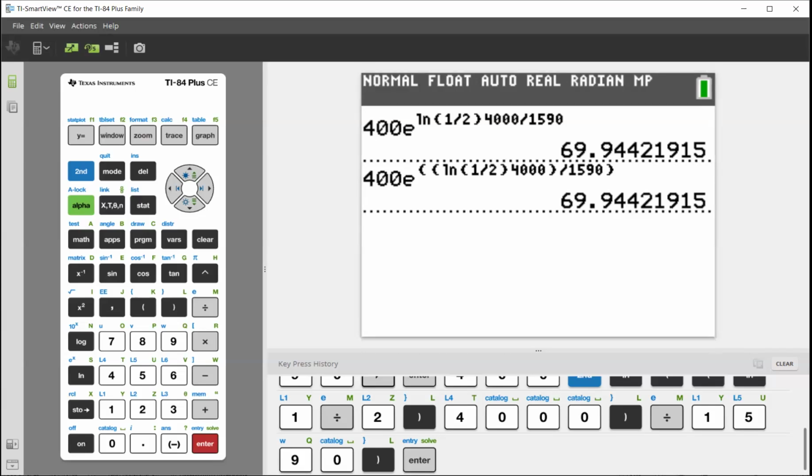So that's this problem. Let me stop sharing the calculator and go back to our note. Our note is here.